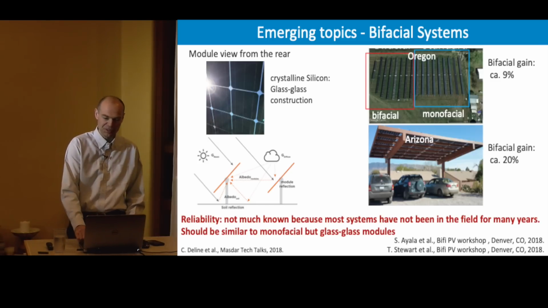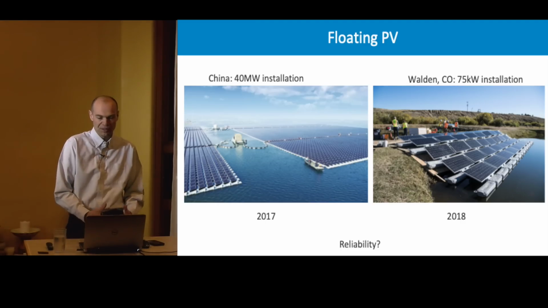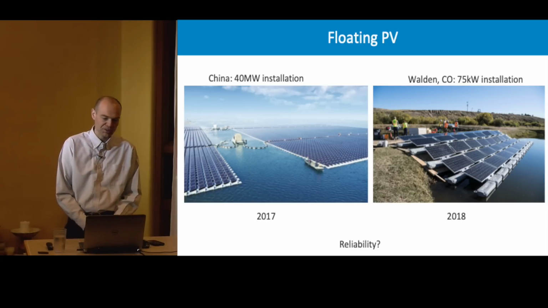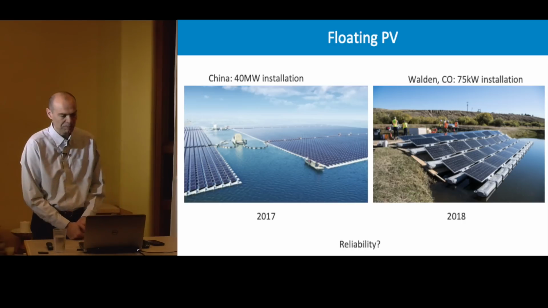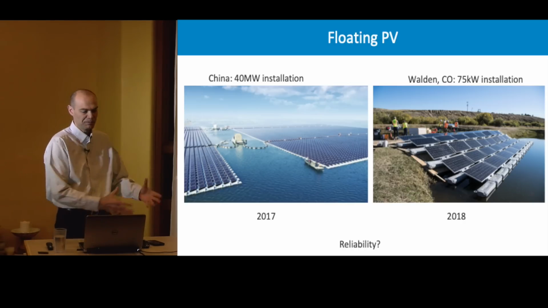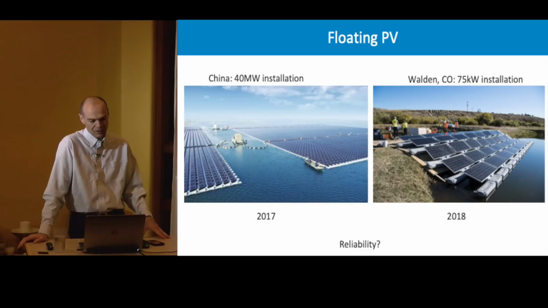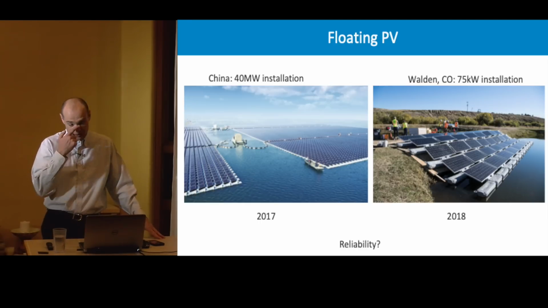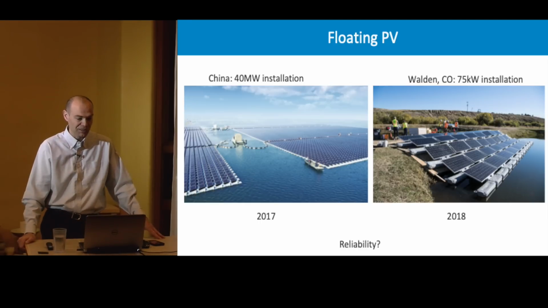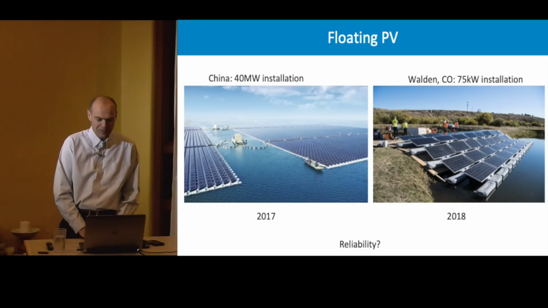So maybe there's a little bit of a trade-off. Another emerging topic is floating PV. NREL came out with a study a couple of weeks ago that showed the potential if you put PV on water in the US. And on the left is shown the largest installation of floating PV in China, 40 megawatts. That's a huge installation. And actually, Colorado got their first installation last year in Walden, I think that's near Steamboat Springs. But we don't know that much about reliability.